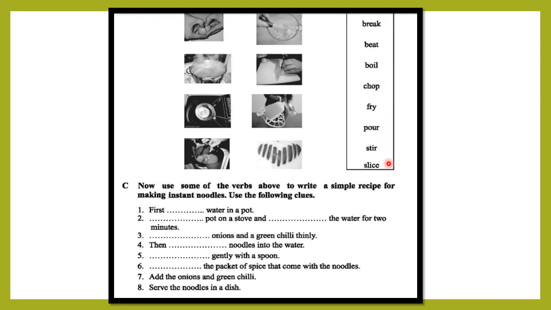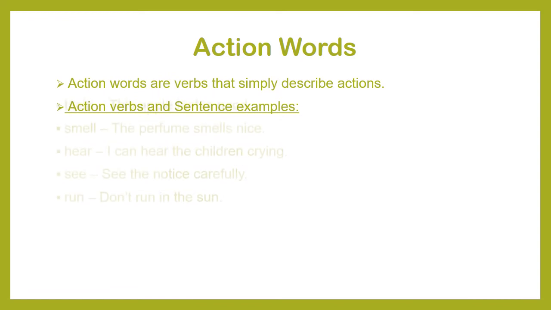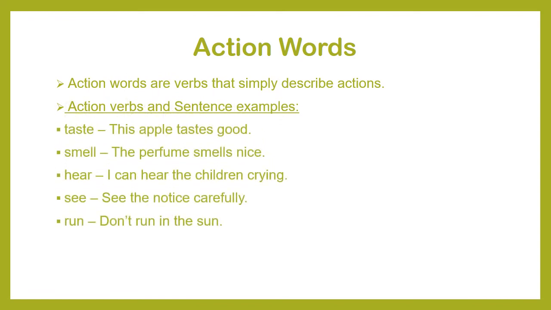So all these words are verbs, right? And these verbs refer to action, don't they? And that is why they are called action words. So what are action words? Action words are verbs that simply describe actions. Look at the examples like taste, smell, hear, see, run, etc. All these words are action words.